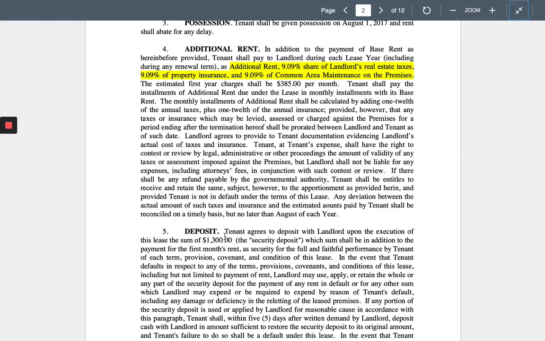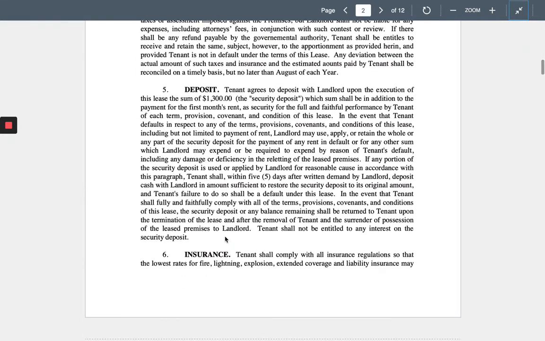A deposit, you probably know what that is if you've ever rented an apartment, but a lot of times it's first and last month's rent. In this case, it looks like just 1 month, $1,300.